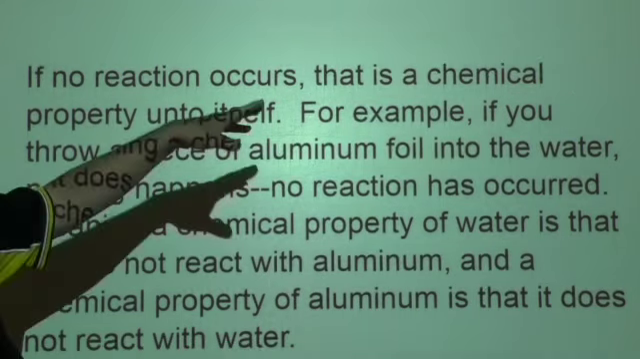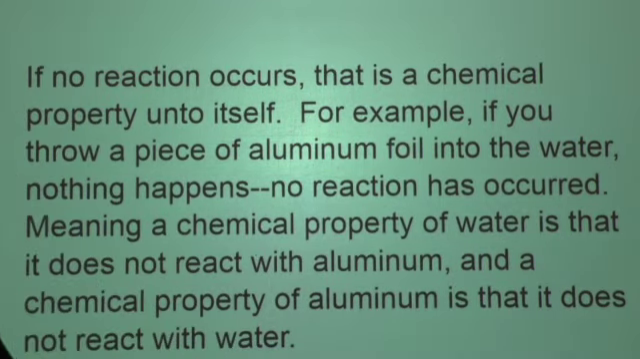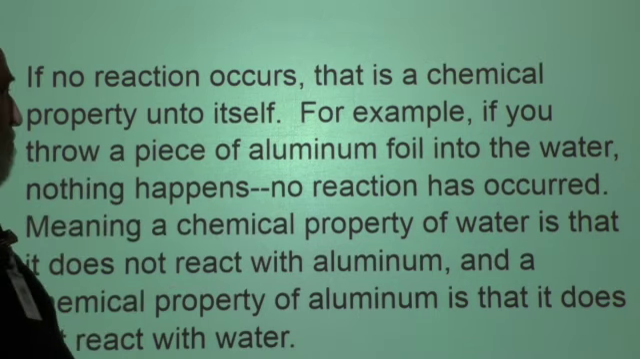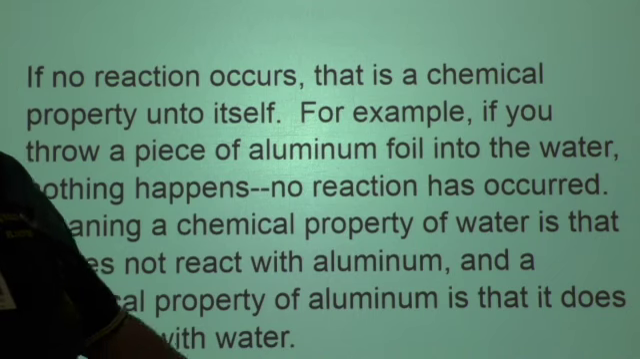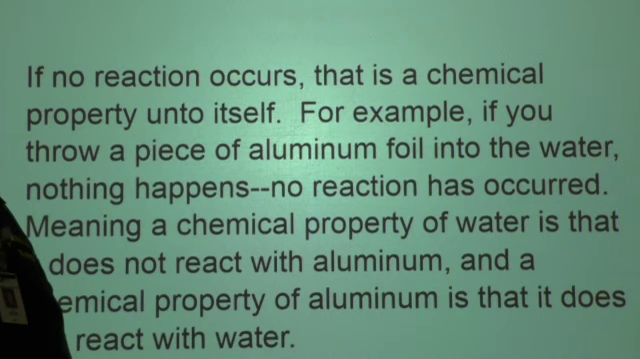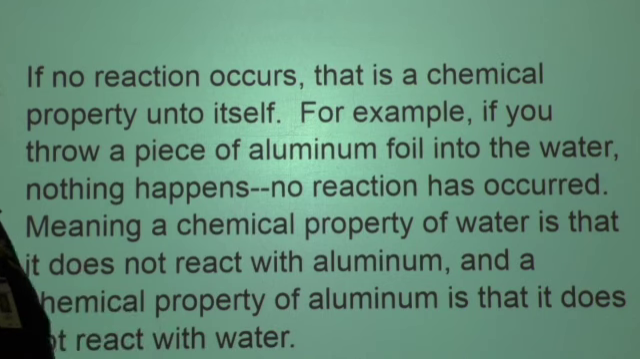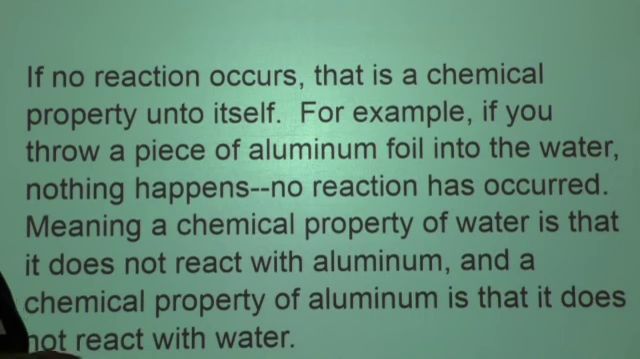If no reaction occurs, where the substances don't fall apart and create something else, that is a chemical property in itself. For example, if you throw a piece of aluminum foil into water, the foil is just going to sit there and look at you like, what do you want me to do, huh? Nothing. It's not going to do anything. That is a chemical property. Aluminum does not dissolve in water, or aluminum does not react with water. Either one. It is a chemical property.